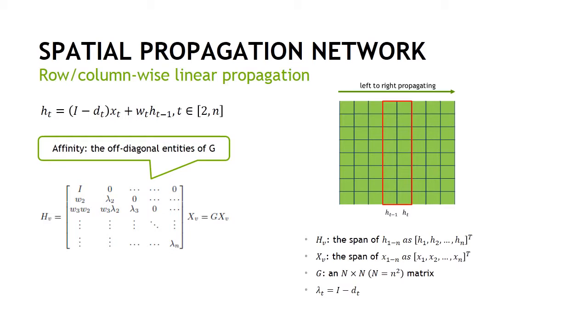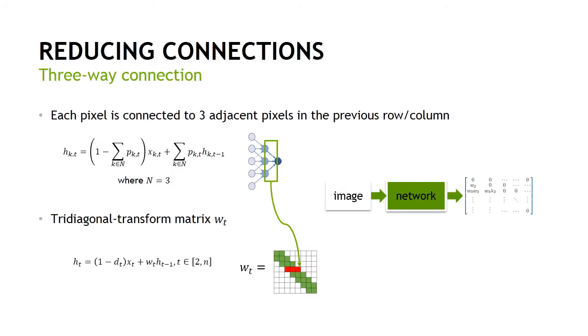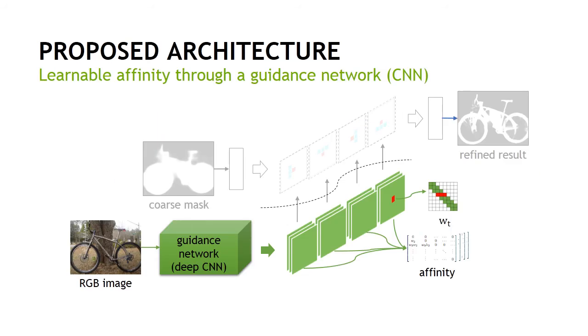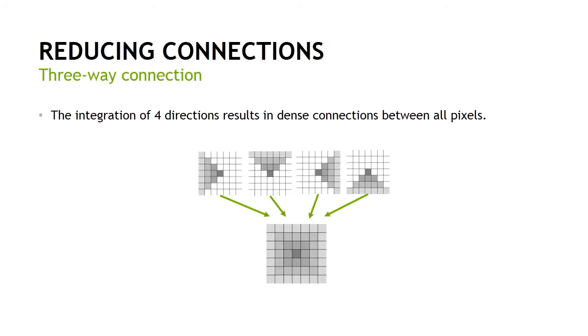We theoretically prove that the linear propagation module with spatially varying transformation matrices is equivalent to a standard image diffusion model with a global and dense affinity matrix. And these matrices can be efficiently learned using a three-way connected structure. We use an independent guidance network to output all the scalar weights as the connections for each pixel. The three-way connection can formulate a triangular 2D plane in each direction, where the four directions result in dense connections of all pairs of pixels in an image.